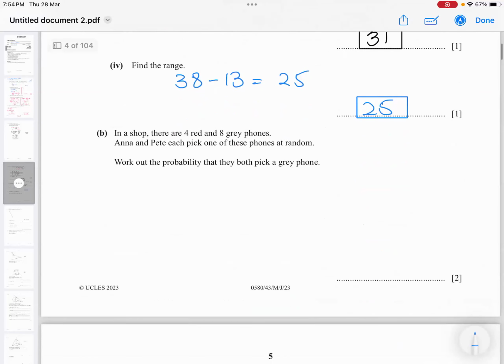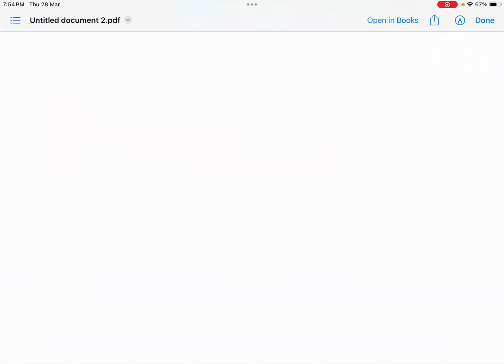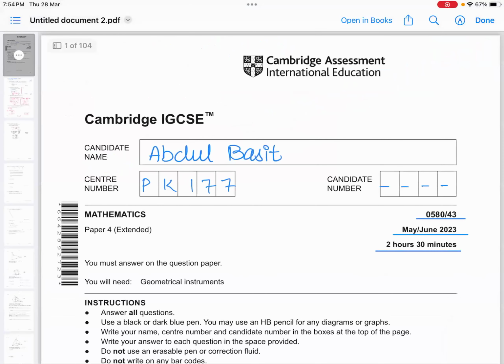Okay, they say that in a shop there are 4 reds and 8 gray phones. So total phones are 12 phones. Anna and Pete each pick one of these phones at random. Work out the probability that they both pick a gray phone. So probability of gray is 8 out of 12. Don't simplify the probability unless and until it is asked.